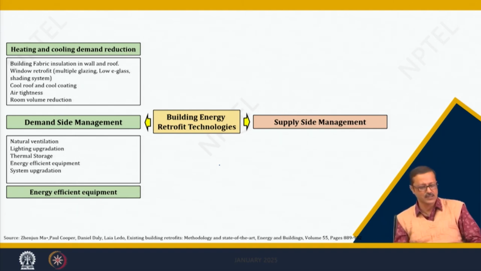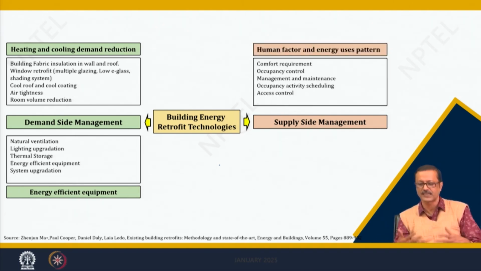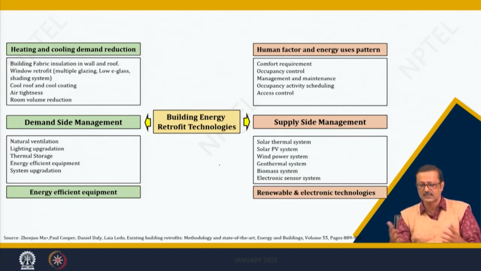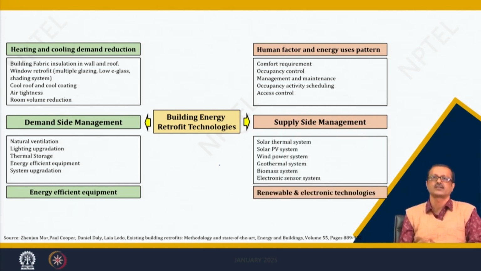In the supply side we can do 2 types of management. One is the human factor and the energy users pattern. Those are occupant comfort, where we can change the set point temperature, or use a sensor based scenario. We can do regular management and maintenance, occupancy schedules, access control, which we have already discussed. The other one is renewable and electronic technologies, where we can use some renewable energy in the building and also electronic sensors.